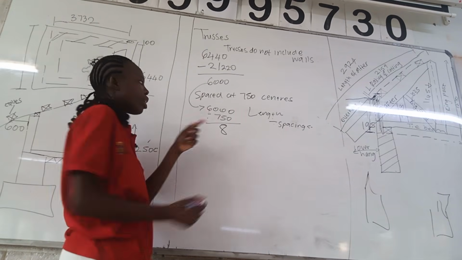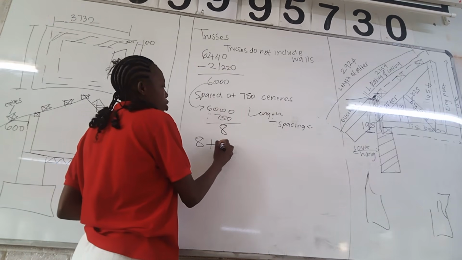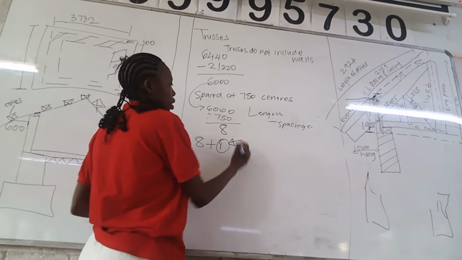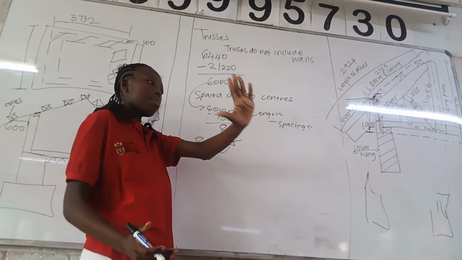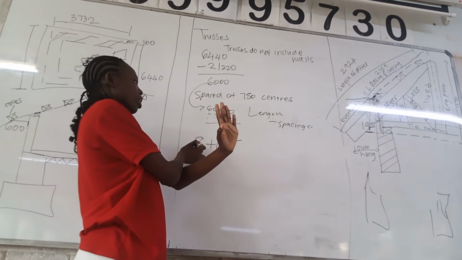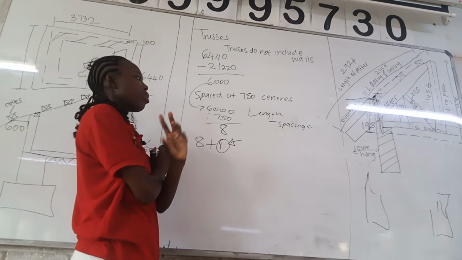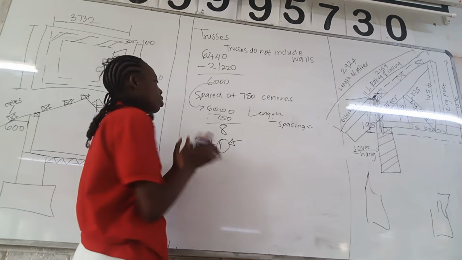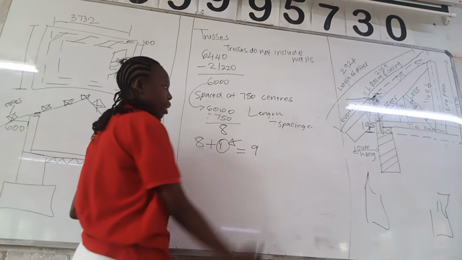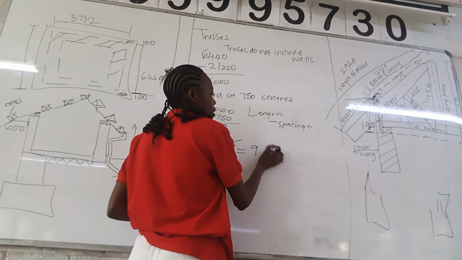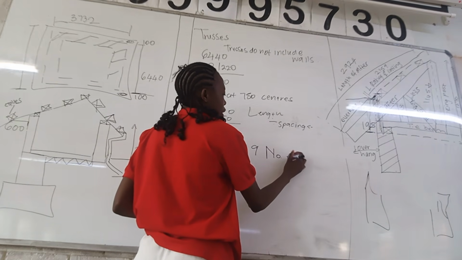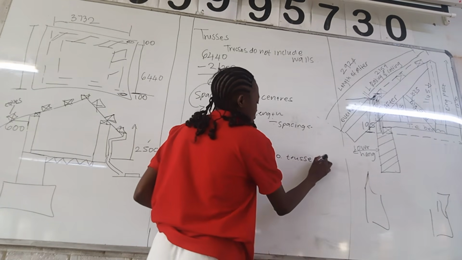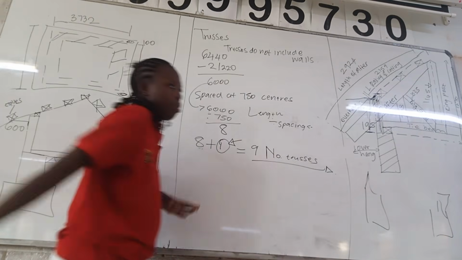So here we have 8 trusses again. We have 8. You need to add 1. This one is for the number of spacings. I have 5 fingers. Here it is. I have 8 trusses. I need to add 1. 5 fingers, 1, 2, 3, 4, 5, 6 spacing. So we add 1. It's equal to 9 again. So it means that our number of trusses is 9. This is the total number of trusses that we have. It's 9.